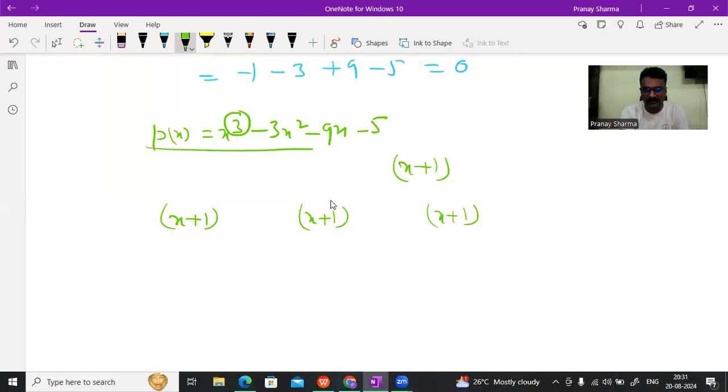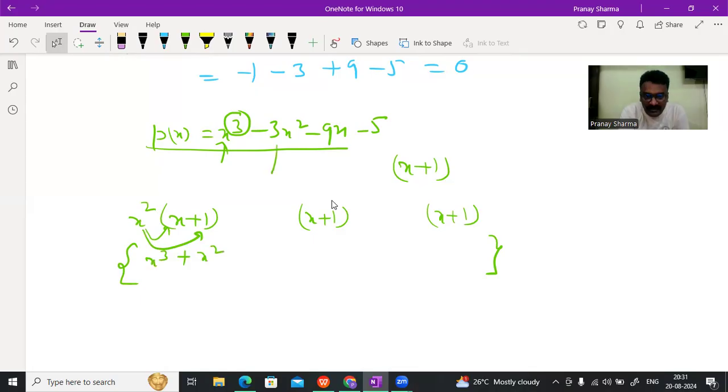Now we need to form this p of x using this x plus 1. I told you to have long curly brackets. Focus on the first term, which is x cubed. How do you get x cubed using x plus 1? When you multiply it with x squared. So this will be x cubed, and this will also be getting multiplied to plus 1. Plus 1, so it will be plus x squared.